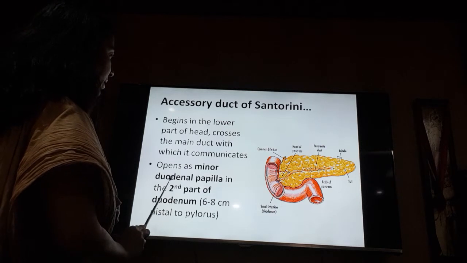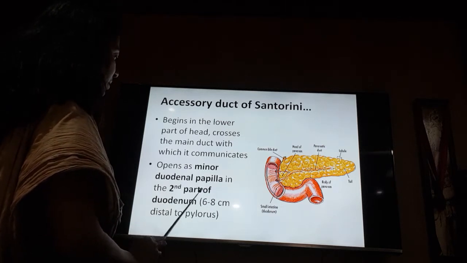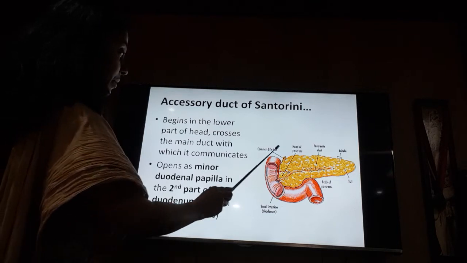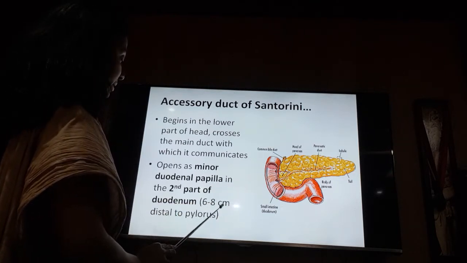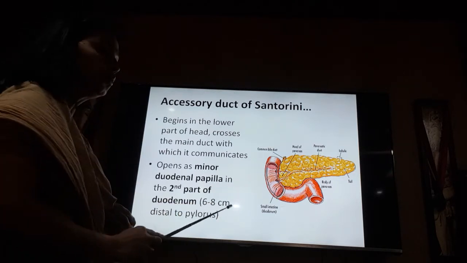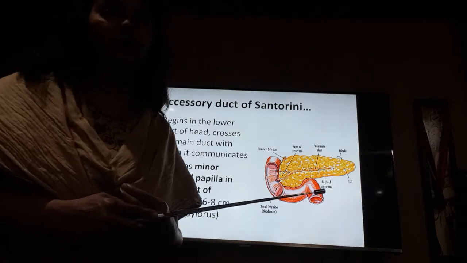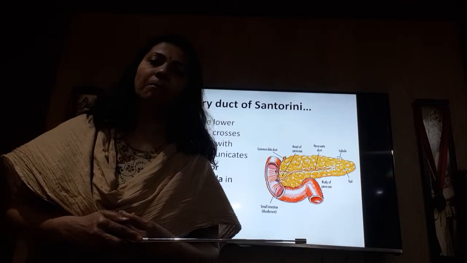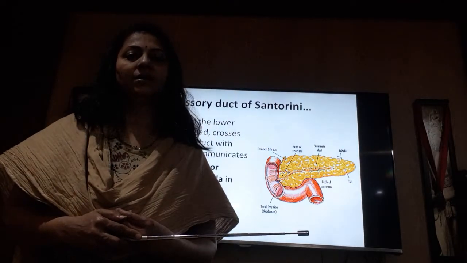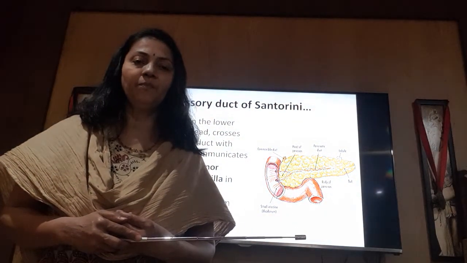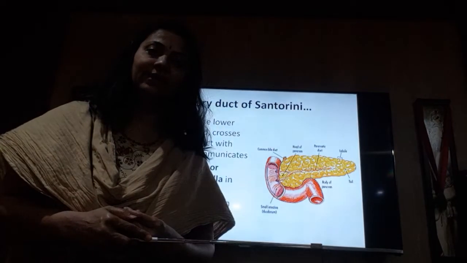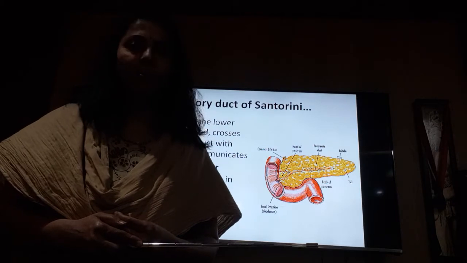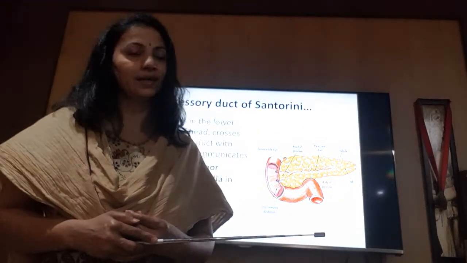After communicating, it is then opening here. Opens as minor duodenal papilla in the second part of duodenum, and the distance is 6 to 8 centimeters distal to pyloric end of stomach. That means this is opening 2 centimeters before the major duodenal papilla, or the accessory duct is opening 2 centimeters before the main pancreatic duct.